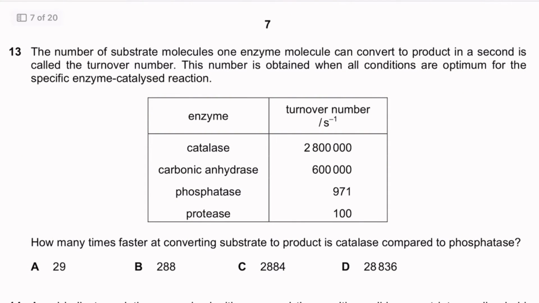The number of substrate molecules one enzyme molecule can convert to a product in a second is called the turnover number. This number is obtained when all conditions are optimum for the specific enzyme catalyzed reaction. So you can see that it's going to be a higher turnover for things like catalase, carbonic anhydrase, which means basically that they have a greater rate of reaction compared to that.